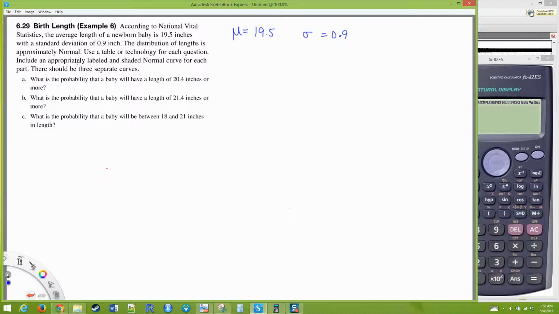Okay, it says include an appropriately labeled and shaded normal curve for each part. So for part A, we're going to draw a normal curve. In the center, we put 19.5. The number we're interested in is 20.4, which is larger than 19.5. So I'm going to put 20.4 over here. And we want to know 20.4 or more. So we are interested in the area to the right. This is the area that we want. And we want to know what probability or what percentage of that is shaded.